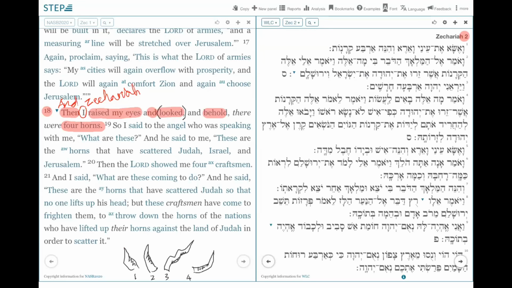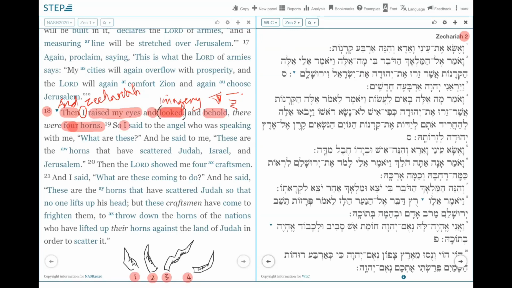Now, remember, we are looking at what Zechariah is looking at. So it's very important for us to really bear in mind, we have to actually frame the imagery. So we're talking about the imagery that he is seeing with his eyes. All right, with his eyes, he's seeing all these things. Four horns. 1, 2, 3, 4.